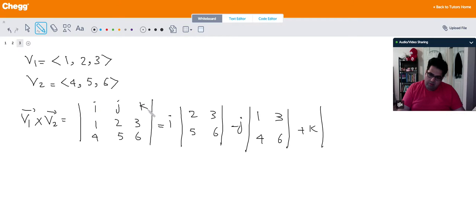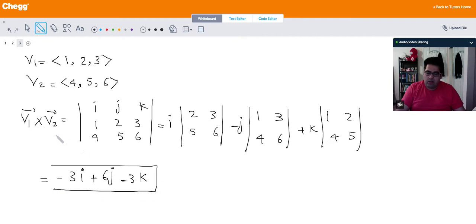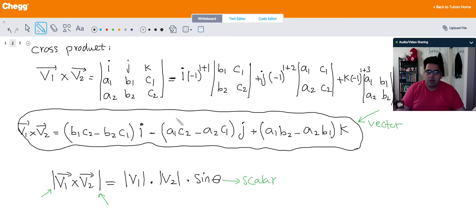If I cancel first row and third column, I get 1, 2, 4, 5. So if I calculate this, I get 2 times 6, 12, minus 15. That's negative 3i. 6 minus 12, that's negative 6j, but there is a negative, so it becomes positive 6j. 5 minus 8, that's negative 3k. So that's going to give me the result of the cross product of these two vectors. If I'm interested in the magnitude of this, if I'm given the angle between them, I can use the other formula, which I already mentioned, that only gives us the magnitude.